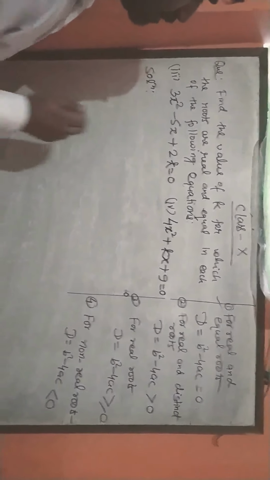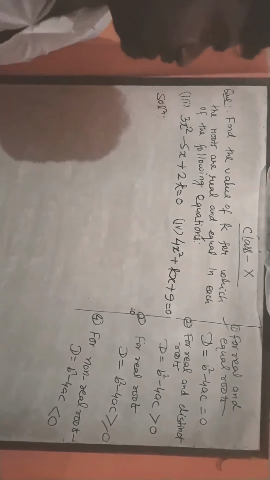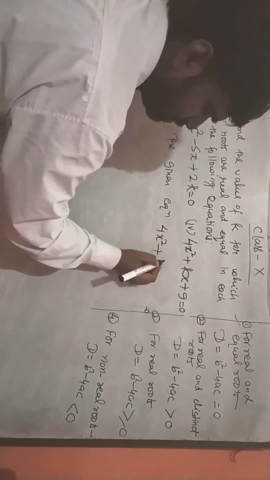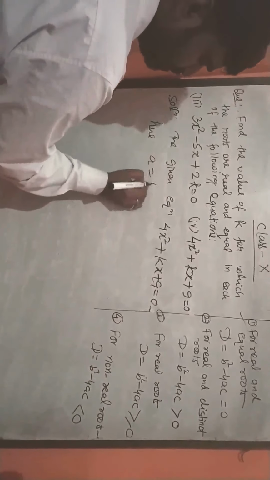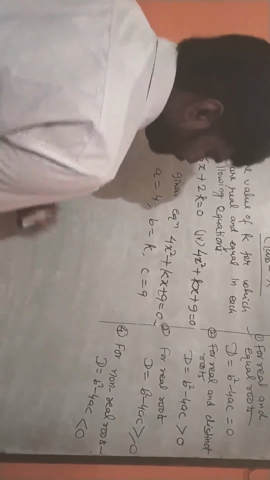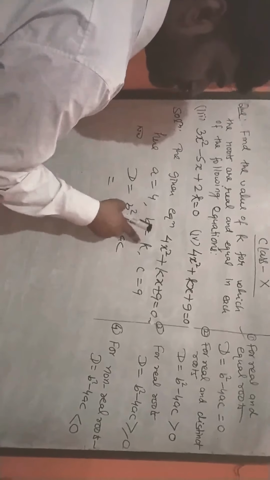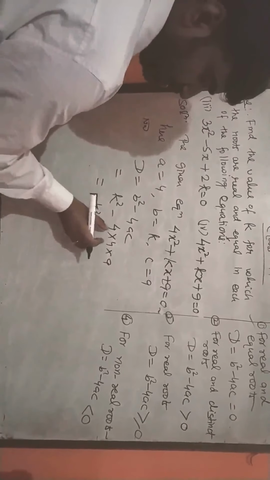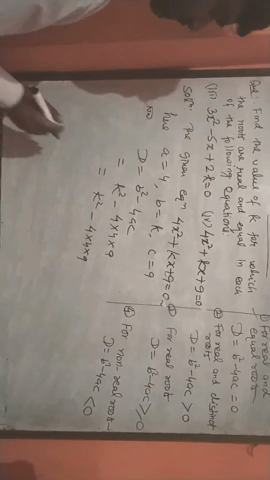To find the value of k for which the roots of the given equation are real and equal, the equation is 4x square plus kx plus 9 equal to 0. Here a equal to 4, b equal to k and c equal to 9. Now D is equal to b square minus 4ac, so k square minus 4 into 9. Actually, 4 into 9, you can multiply it or leave it as it is, there is no need of it.